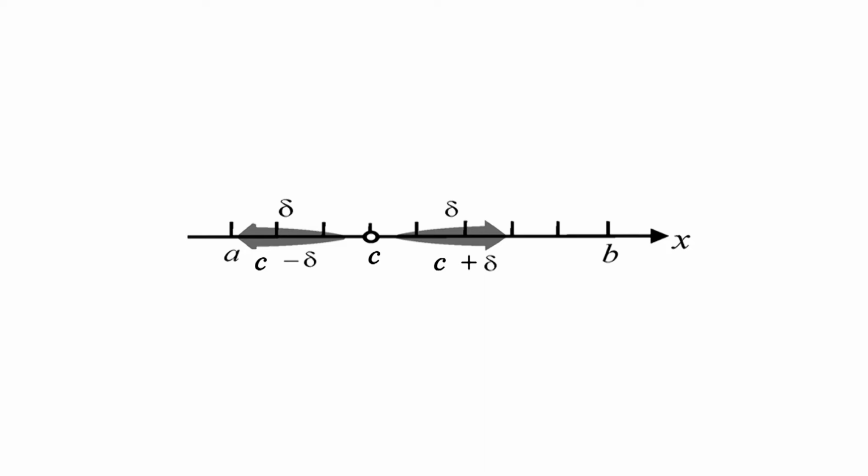Let us use the algorithm to find a delta > 0 where f(x) = square root of (x - 1), L = 2, c = 5 and epsilon = 1.